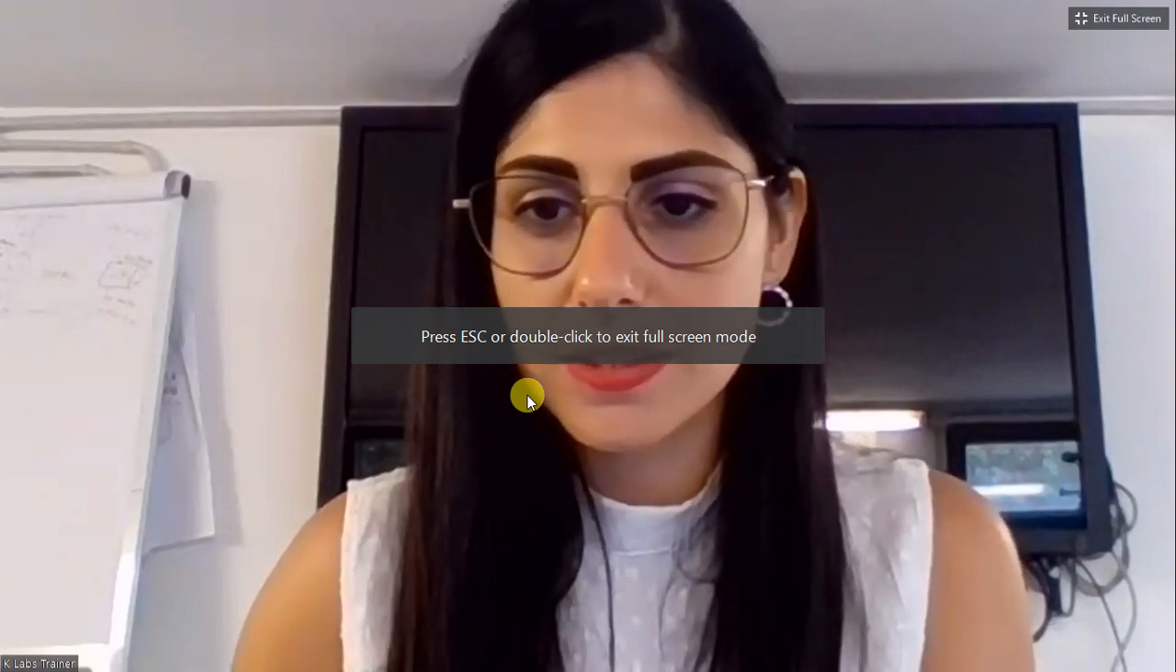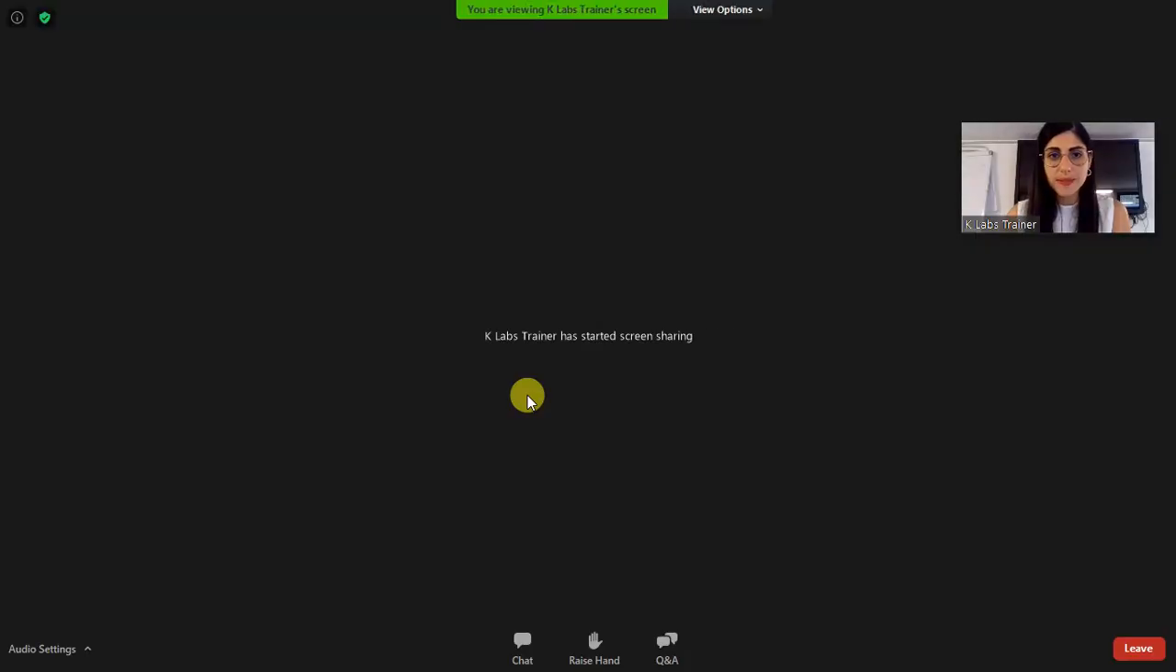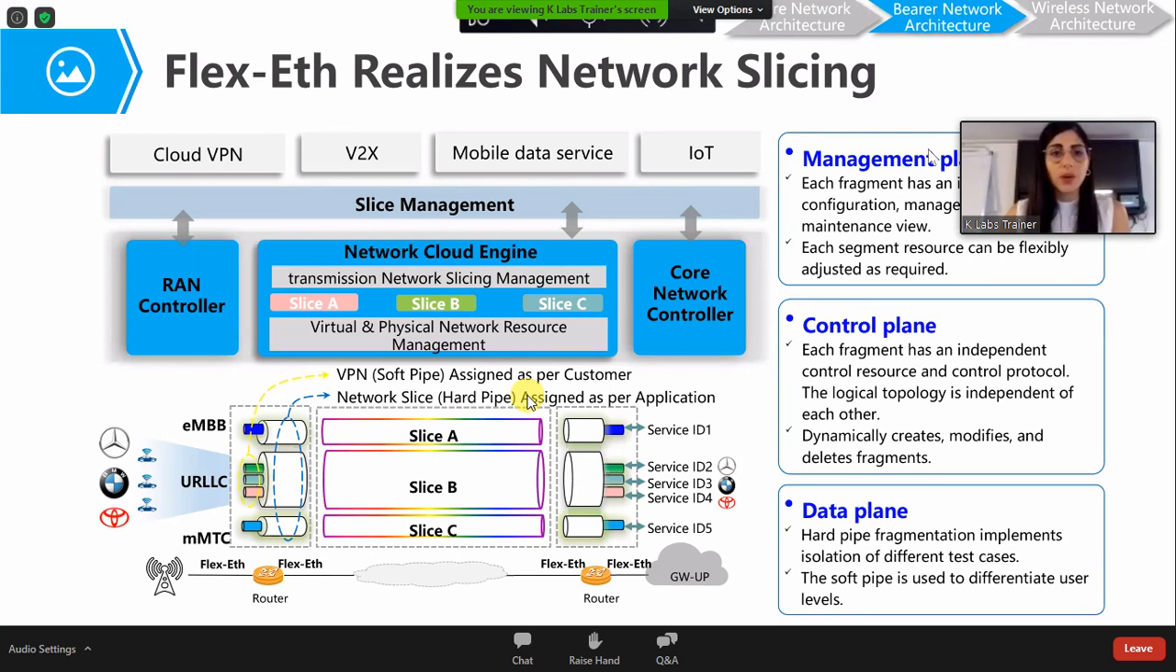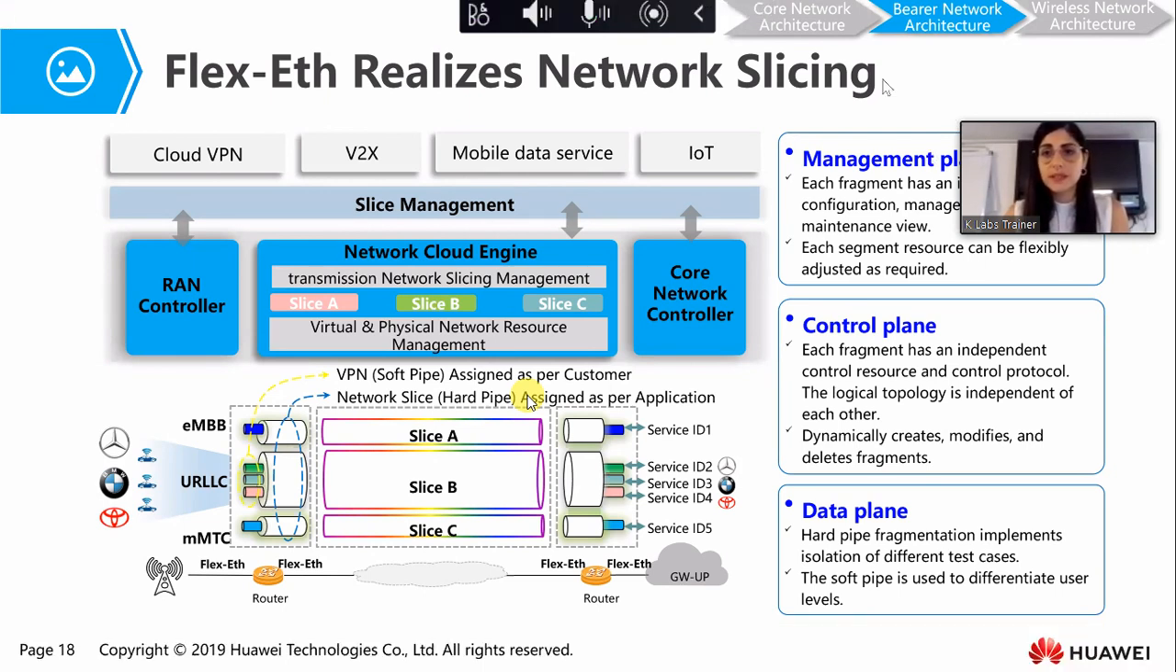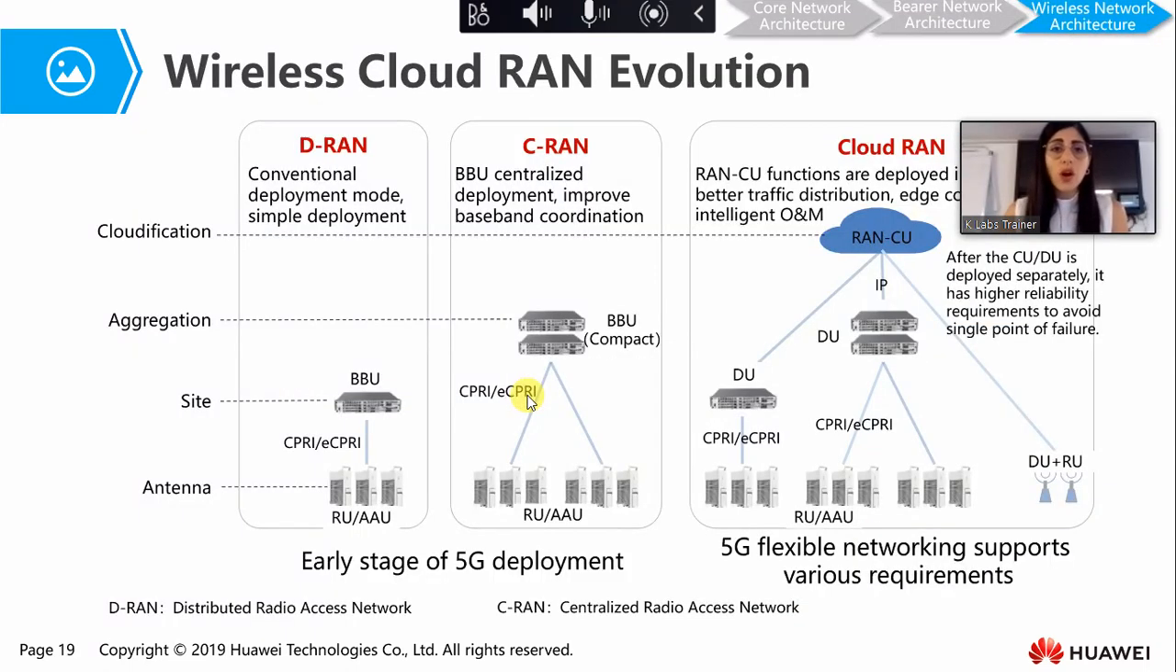To share again the screen so we can see the slide. So we looked at the core network architecture and the backhaul network architecture. We are now going to focus on the wireless network architecture. Also on the wireless, on the radio access network, we are seeing some evolution of our radio access network.